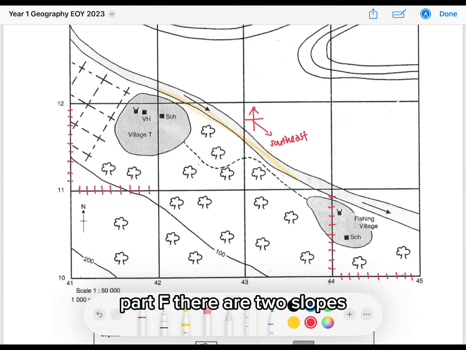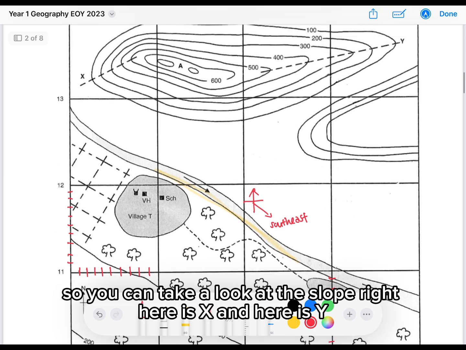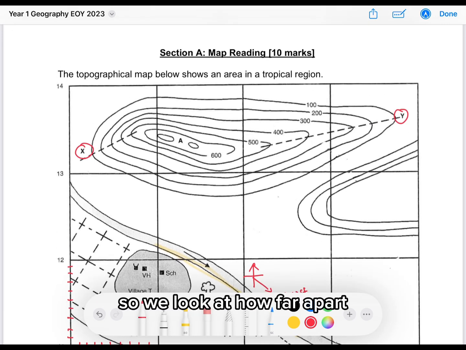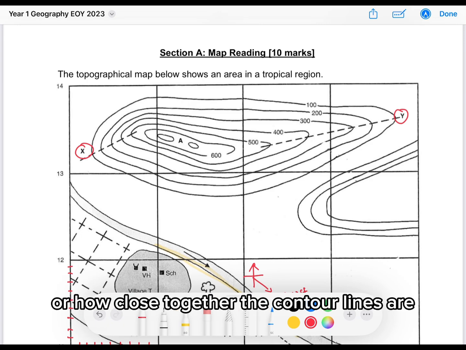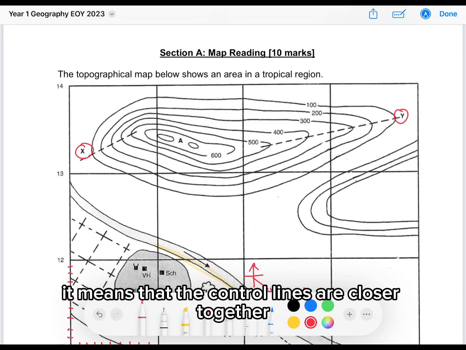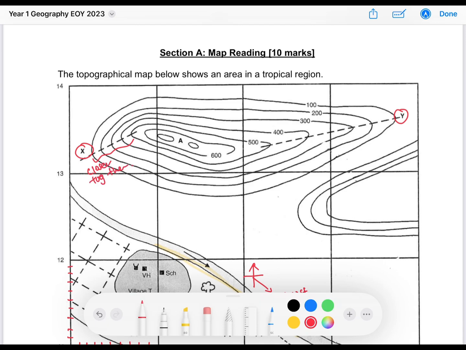Part F. There are two slopes, X and Y. Identify the slope that is steeper. So you take a look at the slope. Here is X and here is Y. So we look at how far apart or how close together the contour lines are. So the slope that is steeper, if it's steeper, it means that the contour lines are closer together. Here is closer together. Therefore, X is steeper.